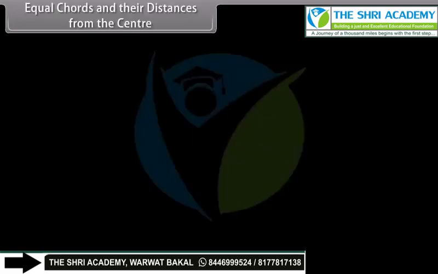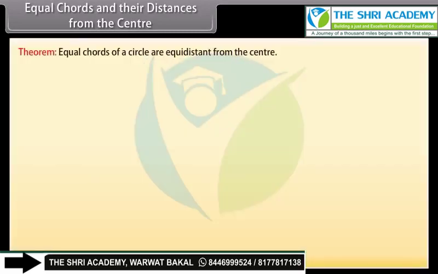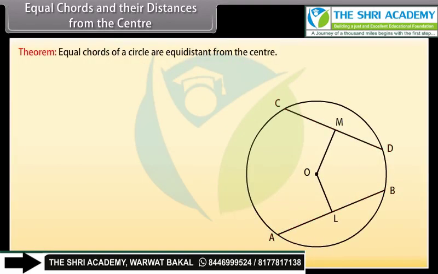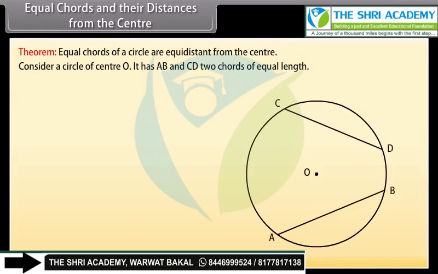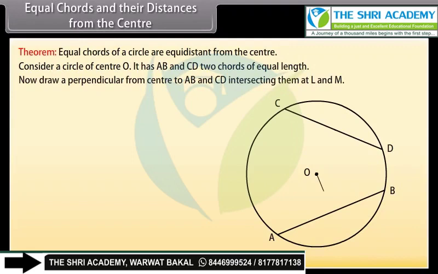Equal chords and their distances from the center. Theorem. Equal chords of a circle are equidistant from the center. Let us prove this. Consider a circle of center O. It has AB and CD, two chords of equal length. Now draw perpendiculars from the center to AB and CD, intersecting them at L and M. So we have to prove that OL is equal to OM.